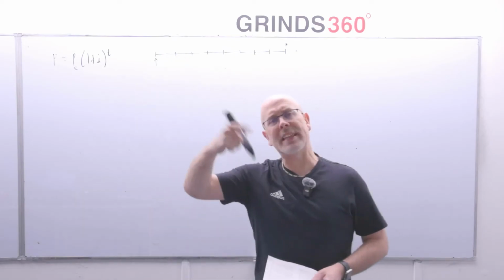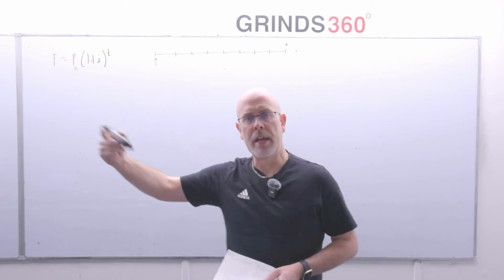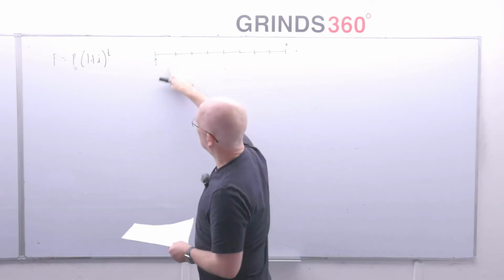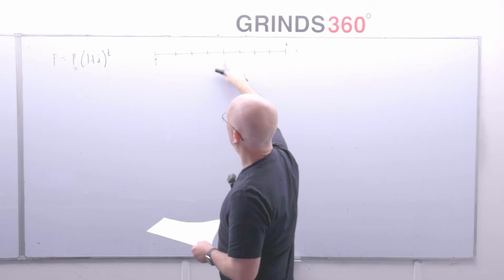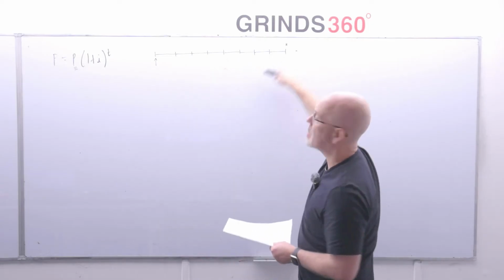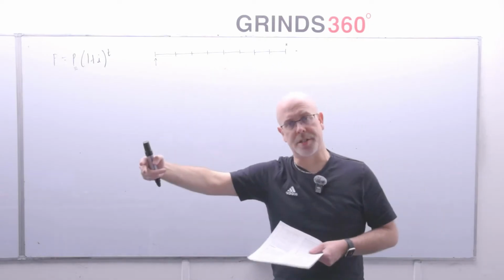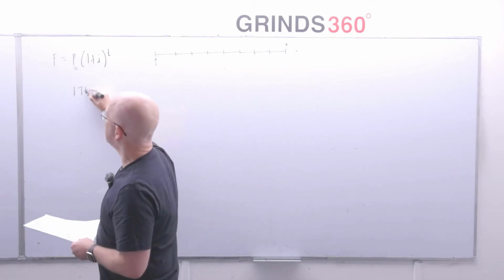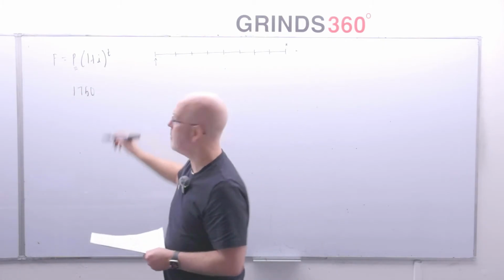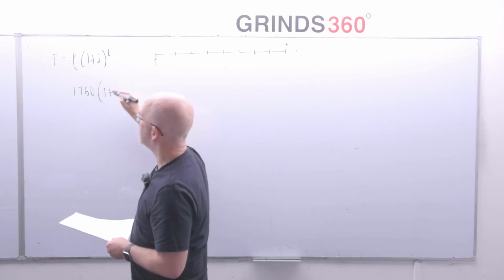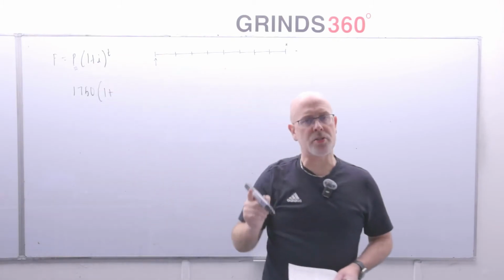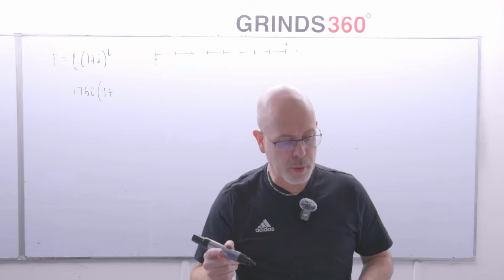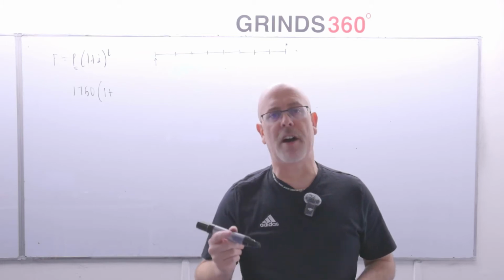So how long will that be earning interest for? It'll be earning interest for all of year 1, 2, 3, 4, 5, 6, 7, 8. That's going to be there for the full 8 years. So that first payment will end up being worth this: 1,750, that's the amount of money she puts in, times 1 plus i. Remember, i is the interest rate as a decimal. We're told the interest rate is 3.75%.